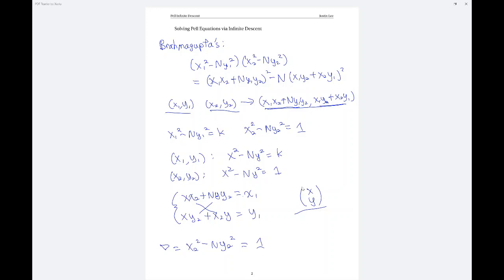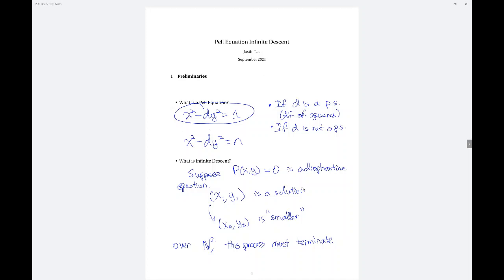Final note before we move on to actually applying Brahmagupta's in infinite descent to Pell equation type problems. Looking back to our general Pell equation, x squared minus d y squared equals n, I said that for some values of n, we're not going to have a solution to this equation.